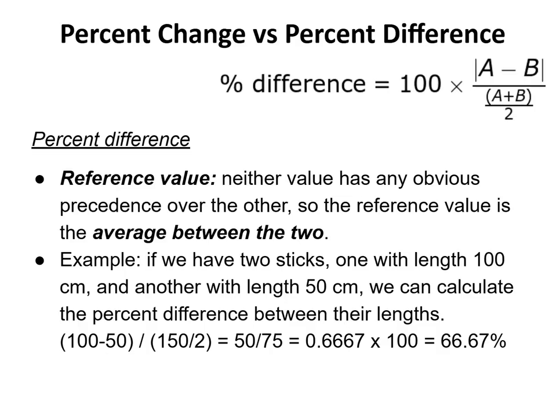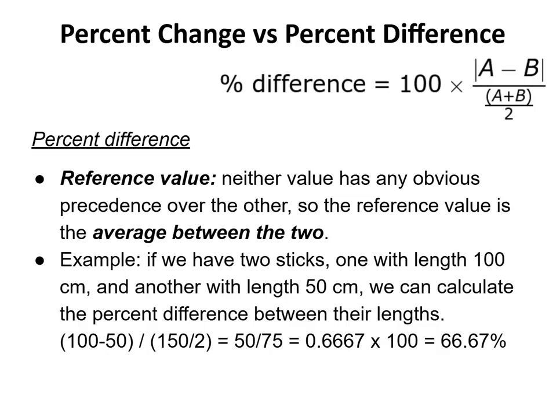So here is an example for this. If we have two sticks, right, and one we've measured to be 100 centimeters long and the other we've measured to be 50 centimeters long, well, there's really no connection between those two sticks necessarily. We're just trying to see what is the difference in size between them in percentage. And so we can calculate percent differences. But again, it's not like we have an old or a new value because they're two different sticks.